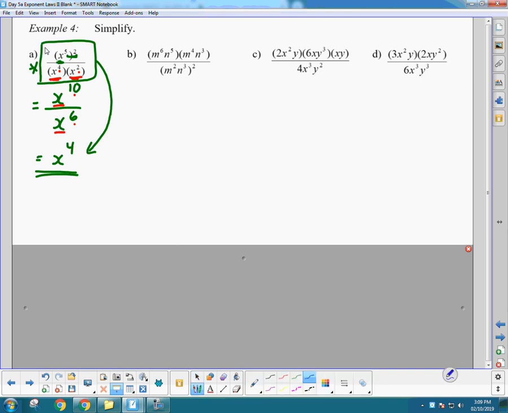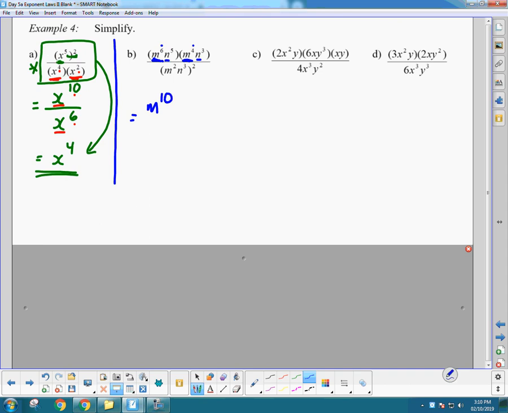Let's look at B now. Again, we'll do stuff on the top and do stuff on the bottom. Here, we're multiplying powers, and again, they seem to have the same base. And so we're going to keep those bases, but make sure we only multiply the ones with the same base. So we have an m to the power of 6 being multiplied by m to the power of 4. Since they have the same base and they're separate, being multiplied, we add the exponents. 6 plus 4 is 10.